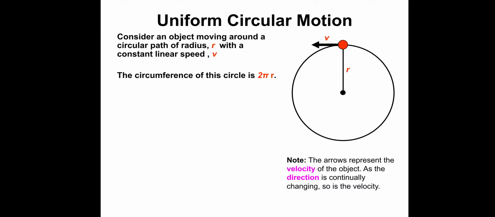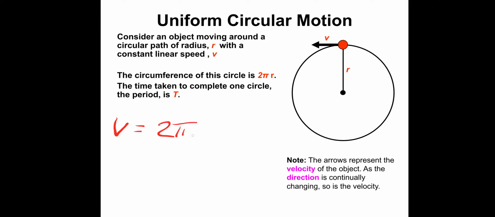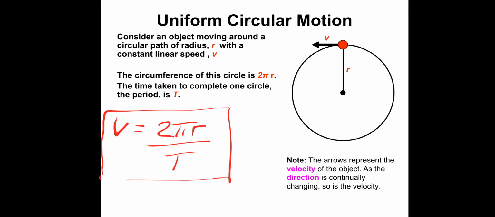You'll know that the circumference of a circle is given by 2πr. And the time period to complete one circle, the period, we call T. So I'm just going to give you a couple of equations. The velocity of an object moving in this manner is distance over time, and the distance is the circumference of the circle, 2πr, divided by the time period T, which is the time for one full rotation. So v is in meters per second, r is in meters, and the time period is measured in seconds.